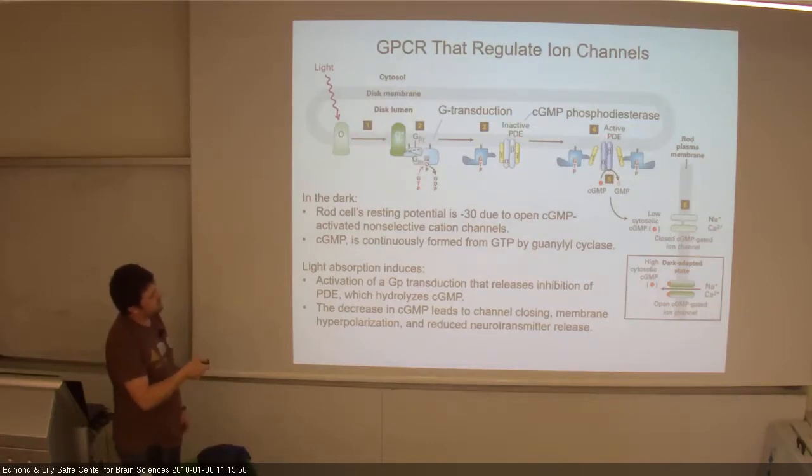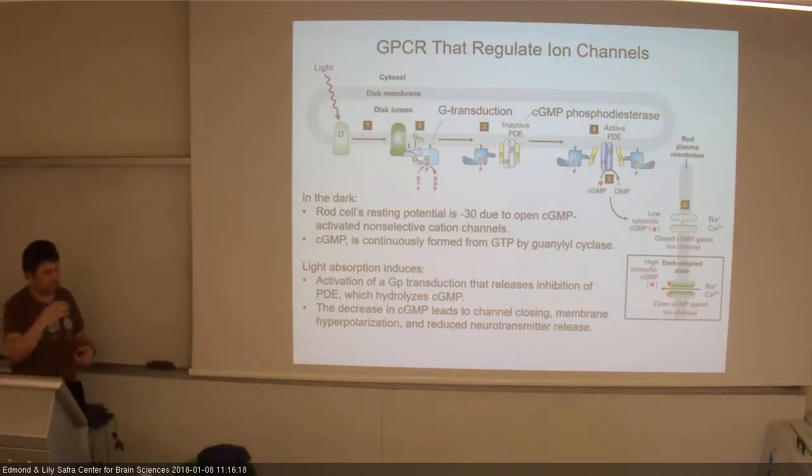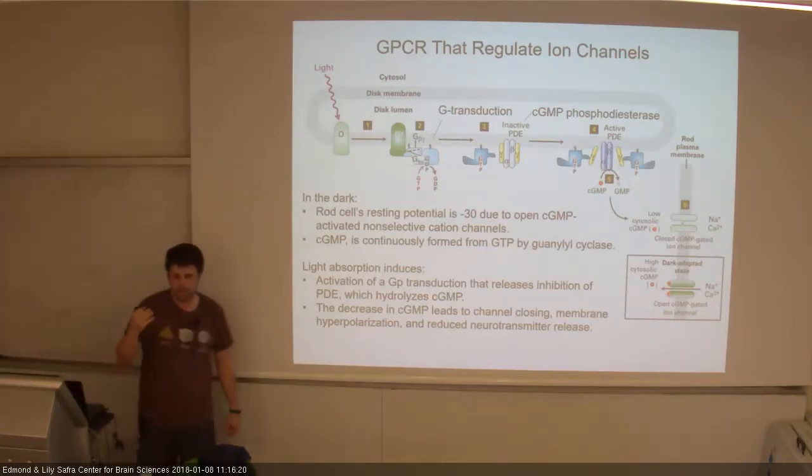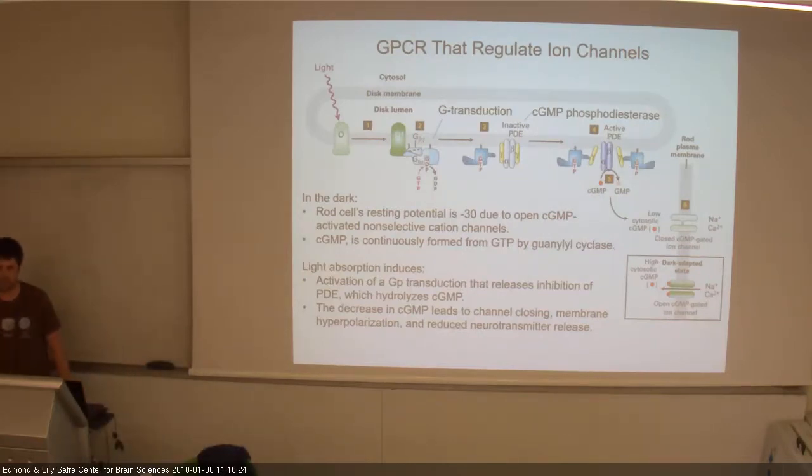What this enzyme does is break down cyclic GMP to its linear form, which is GMP, and GMP cannot open these channels. Because now we have low cytosolic concentration of cyclic GMP, these channels close. The membrane potential returns to a hyperpolarized state, and it results in reduction of the release of neurotransmitter. Okay?